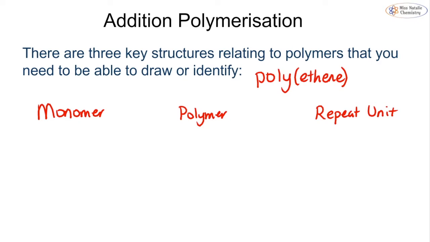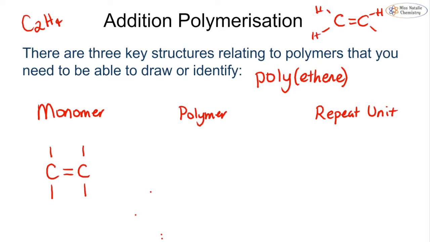So first of all, we're going to draw out the monomer. So we're going to have our monomer of ethene. Remember, ethene is C2H4. So I have my two carbons and I put my double bond in between. Now what I want to keep is I want to keep the sides of the carbons completely clear. So I'm going to have my hydrogens at the top and at the bottom. Don't draw out your structure like that.